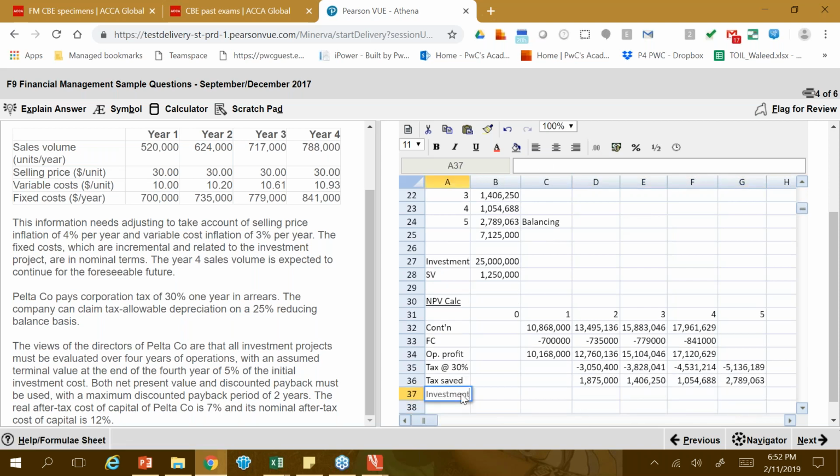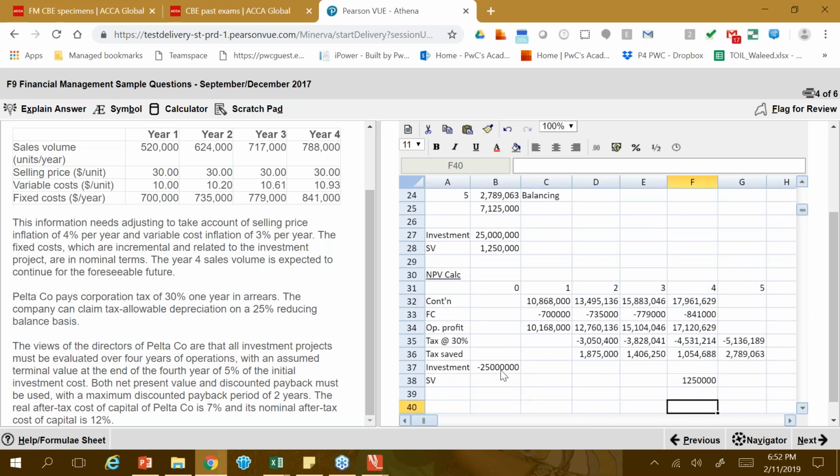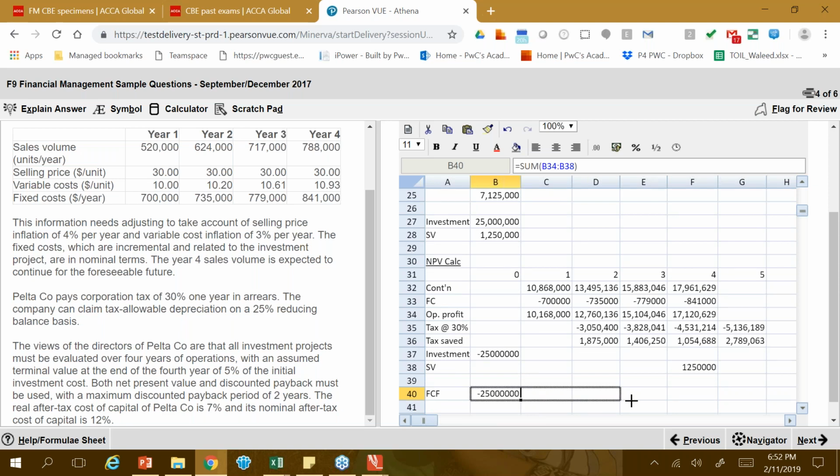Our investment, which is here in B27, remember it's a negative, 25 million. For the scrap value, which is at the end of year 4, which is the B28, which is mentioned above. And this brings us to our OTIS. There is no working capital, so I can simply have a free cash flow calculation. So sum from the B34 to B38. Let's drag this forward, and I'll fill in my free cash flows. So these are all the free cash flows now done.